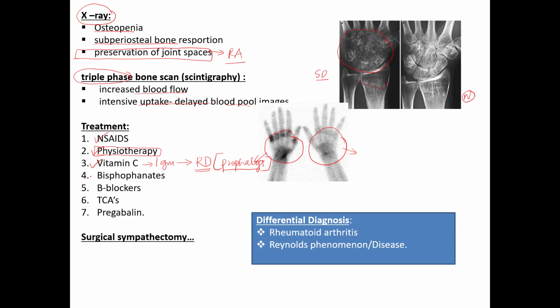Then bisphosphonate. What is the role of bisphosphonate? They decrease the absorption of the bone. So they are responsible for decreasing the bone resorption. So density is improved if we give bisphosphonate to patients who are having reflex sympathetic dystrophy. Beta blockers like propranolol decrease the sympathetic activity because they are sympatholytic drugs.